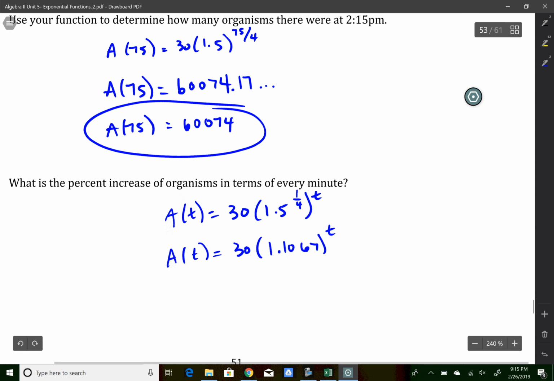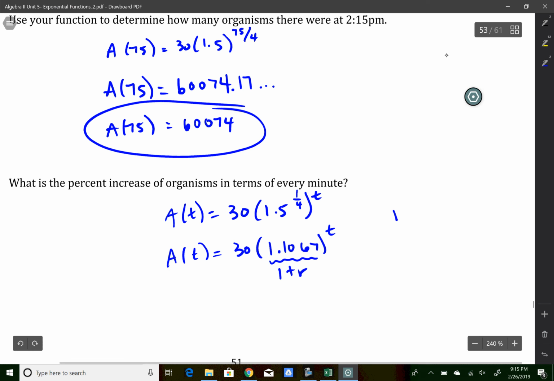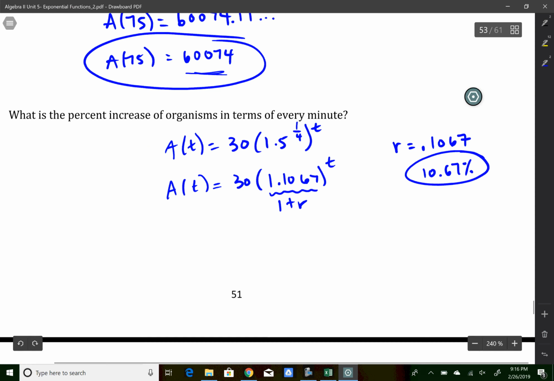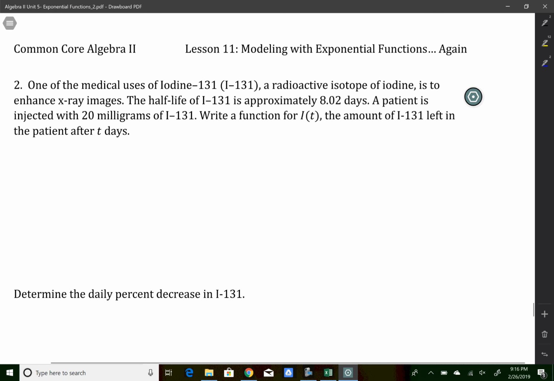where t represents minutes. Now it wants us to find a percent increase. So I know this represents 1 plus r. So if I subtract 1 from that, I get a rate or a percent of increase of 0.1067. Show that as a percent, 10.67% every minute. So every minute, this amount of organisms is going up almost 11%, which is why it got so big so quickly. All right, let's keep going. So we have another one of these half-life questions.